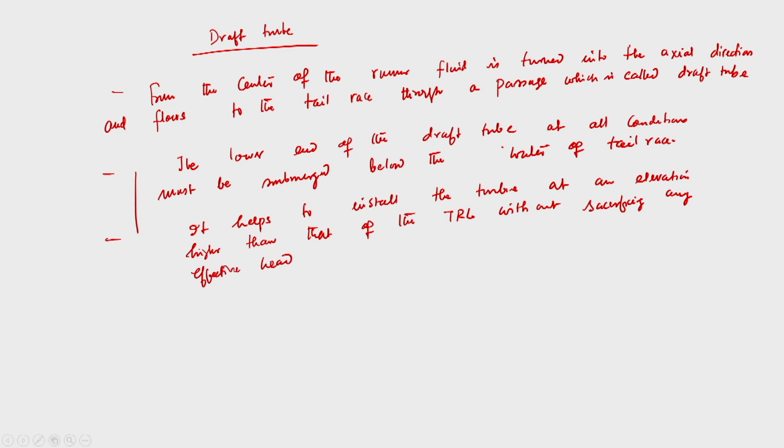That means, without sacrificing effective head, we can install the turbine at an elevation which is higher than the TRL, because that is only possible because of the draft tube. So, the draft tube, what is its function? From the center of the runner, fluid is turned into the axial direction and flows to the TRL level through a passage which is known as the draft tube.